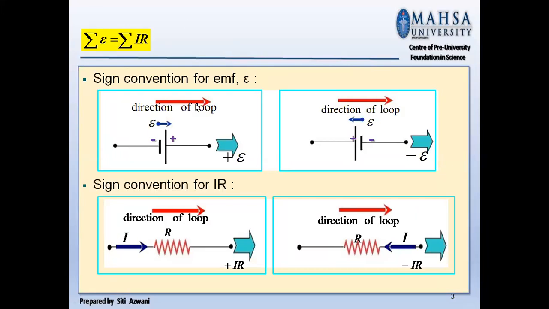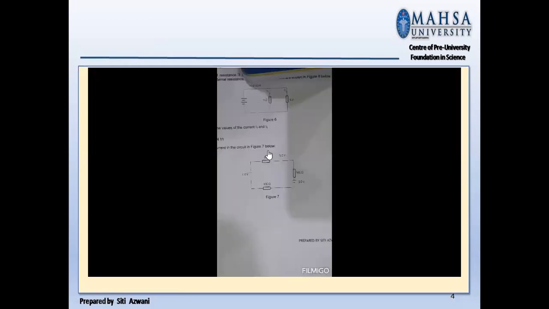So you need to draw the direction of the loop, the direction of your battery, the direction of your current. If your direction is wrong, your sign convention for E is wrong, the sign convention for IR is also wrong, your calculation is wrong, and your final answer will be wrong. So the direction and the sign are very important. Let's try the question.